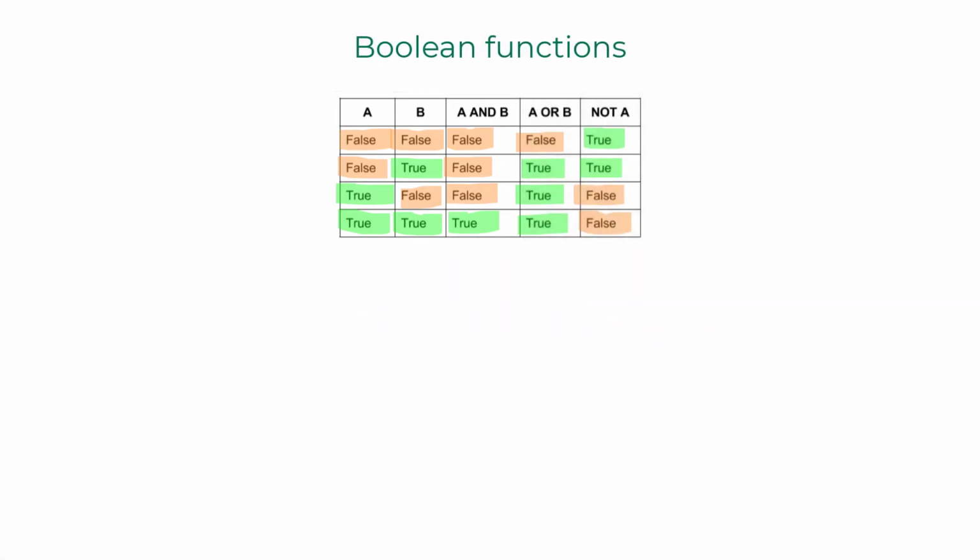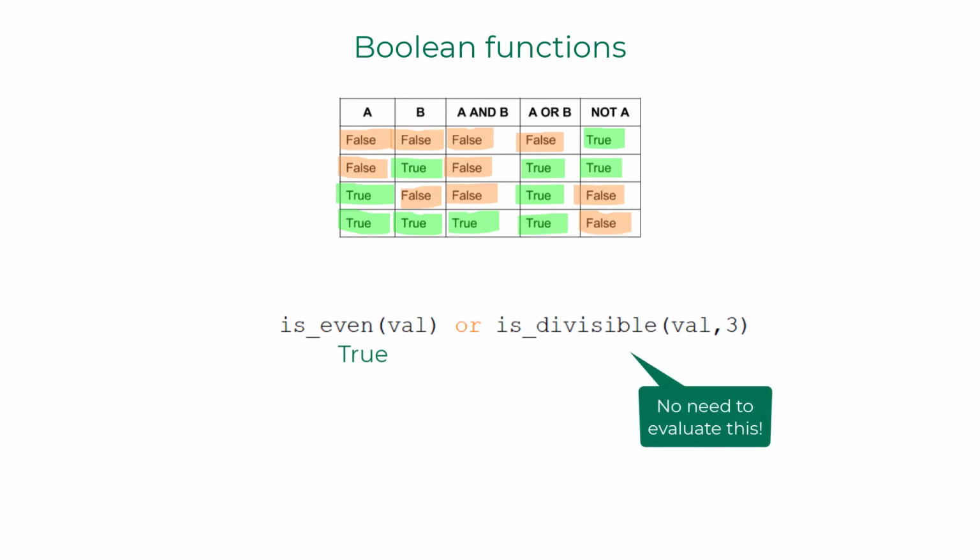Similarly, Python does short circuit evaluation for OR operator. If the first Boolean expression results in true, then the code after that is not evaluated. The result will be true.